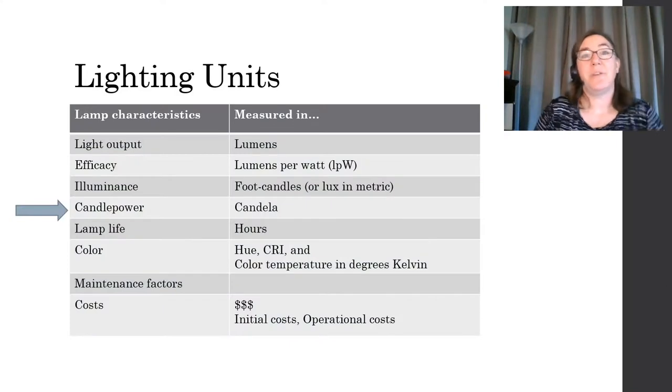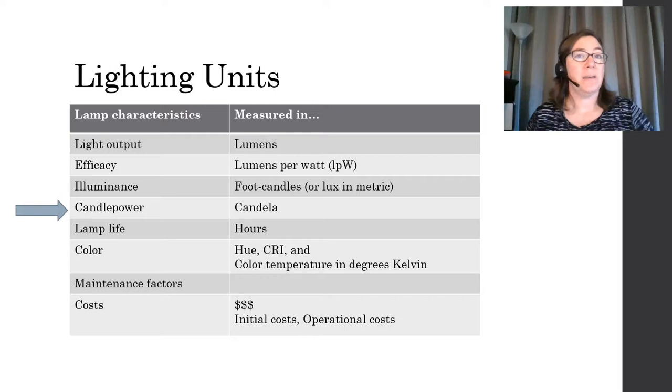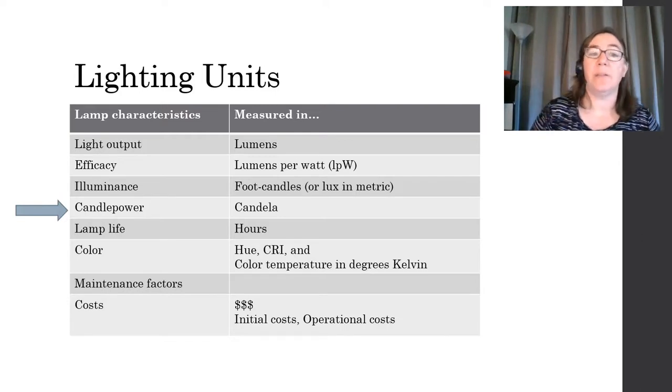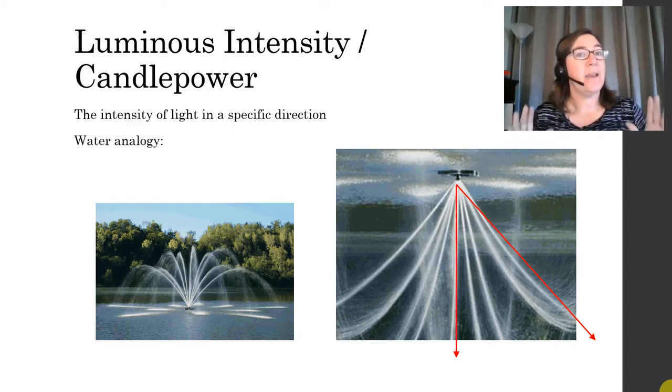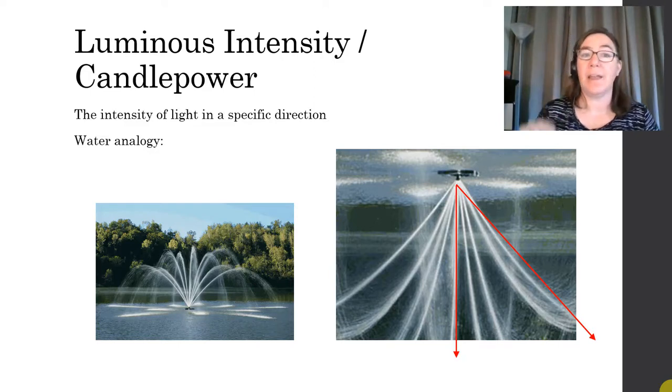So let's get started with that first question of how exactly do we measure light levels? And this week we're going to focus in on a unit of light called the candela. So luminous intensity or candle power is measured in candela, and it's defined as the intensity of light in a specific direction. So let's go back to our water analogy and see if we can understand this term.